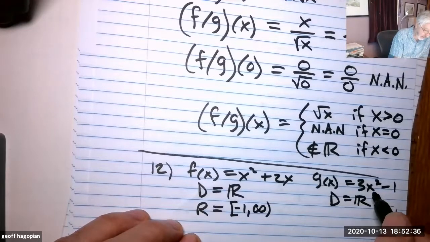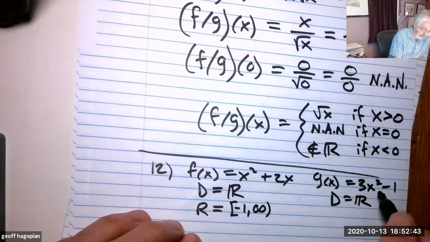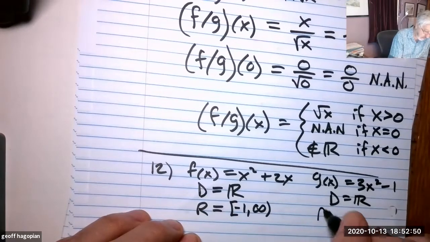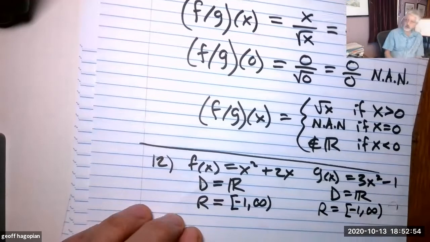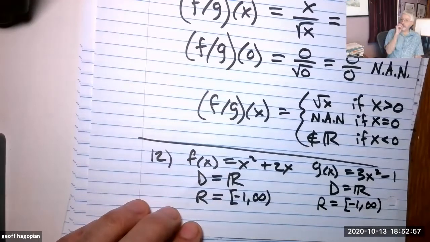Well, here the vertex is at x equals 0, right? Because b is 0. Negative b over 2a is going to be 0 over 6, which is 0. And g of 0 is -1. Okay, so this has the same range, right? You can get -1 by plugging in 0, and that's the smallest output you'll get, and the other outputs will be bigger. All right, so the range of both of these includes 0.